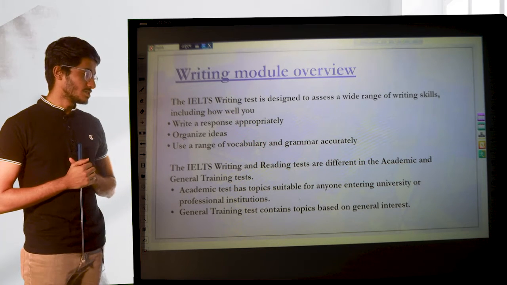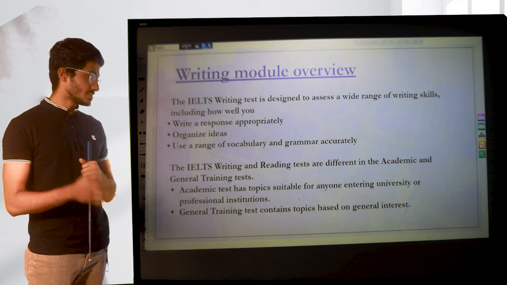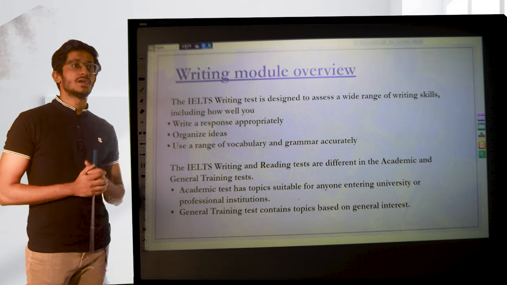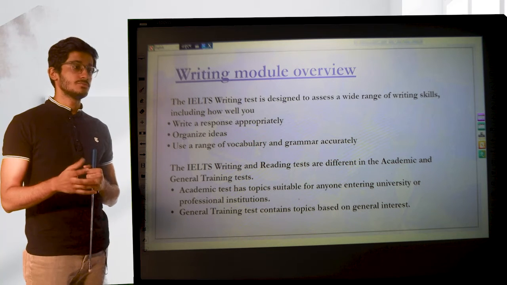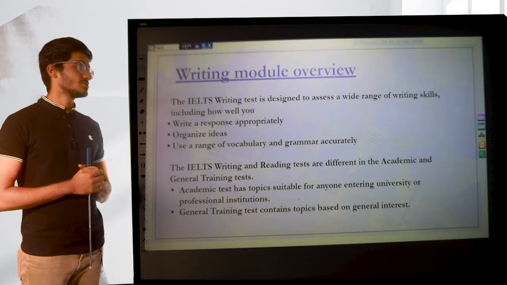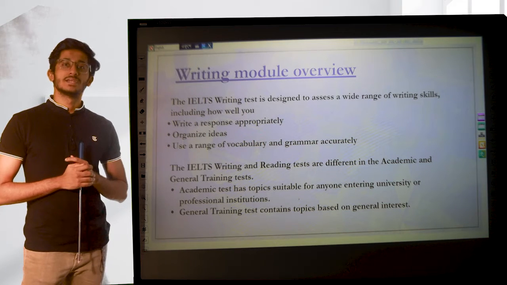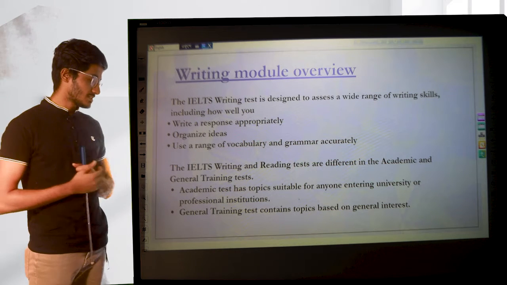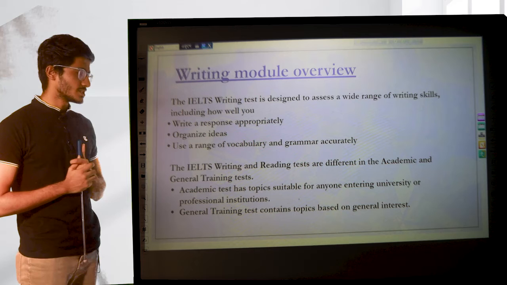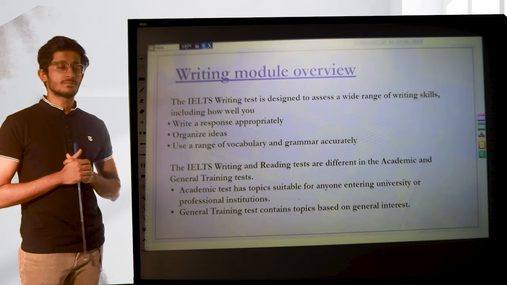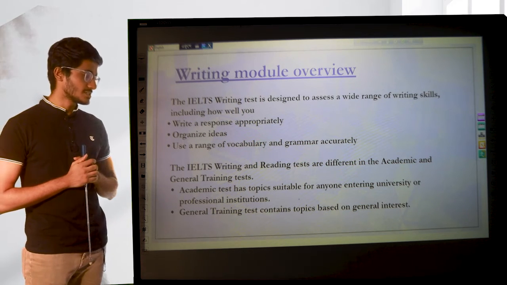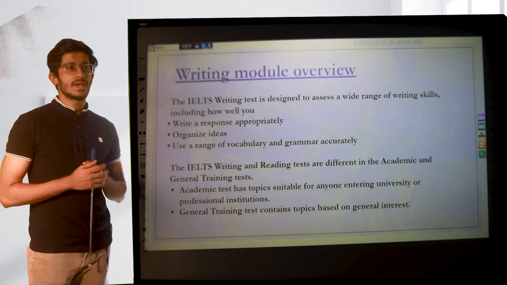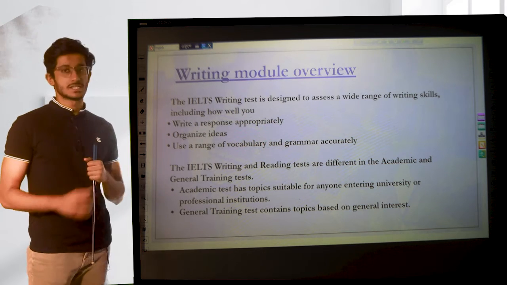Academic tests are usually suitable for anyone who is entering a university or professional institution. So for example, you are a student graduating from high school and you're going to be applying to universities or college. You're going to have to sit for this exam as the English proficiency exam. Most people take academic tests, while general training tests are less popular and not many people sit for them. General training tests contain topics based on general interest.